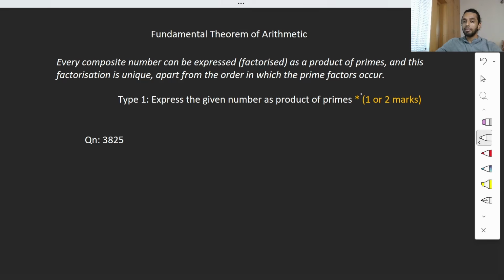Two stars will represent medium importance, and three stars will represent the highest level of importance, in terms of the examination point of view.